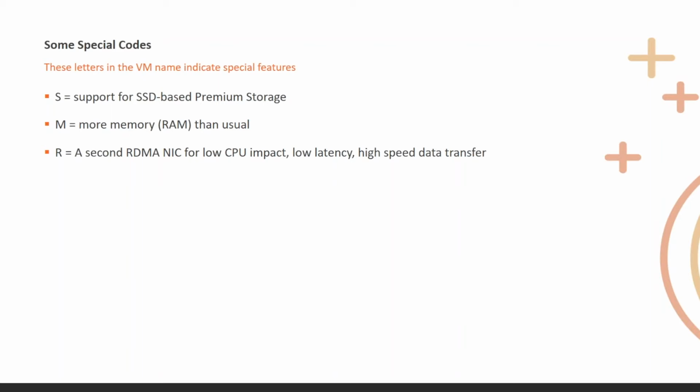And if you see an R, it means that virtual machine, which depending on size can have more than one NIC as a capability, but by default it will have one. But if you see the R, it means that virtual machine supports RDMA NICs. So it'll have a second NIC that gives you remote direct memory access. These are typically machines that are used for high performance computing, so mad amounts of data transfer, and you're looking for low CPU impact, low latency, high data transfer rates.